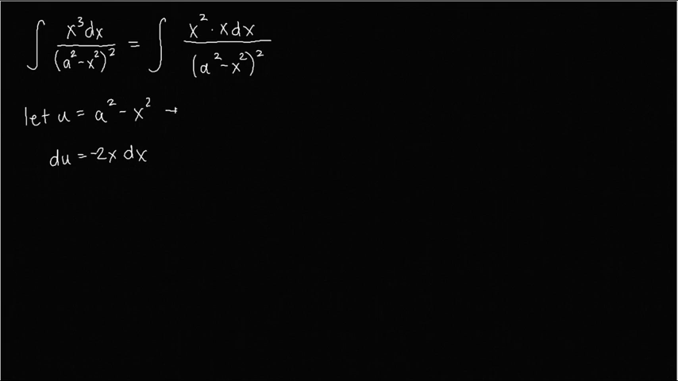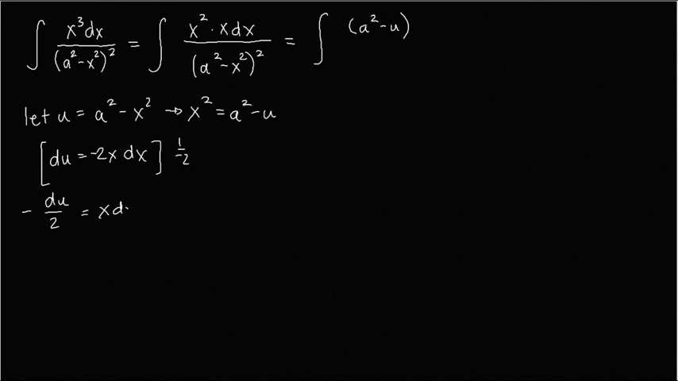Then from here, we can say that x squared is equal to a squared minus u. Then plug it in here. So x squared is a squared minus u. And then x dx here is present here. So if you divide this by negative 2, we have du, or negative du over 2 equal to x dx. So x dx is equal to negative du over 2 over a squared minus u squared, which we let as u, and don't forget to square it.